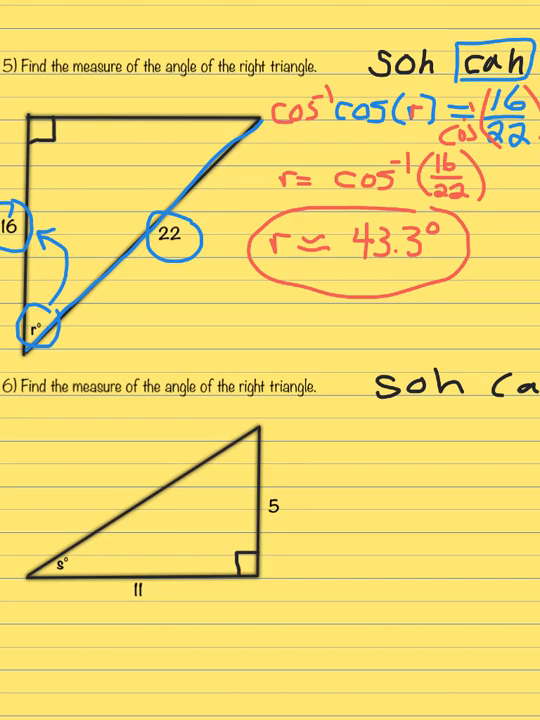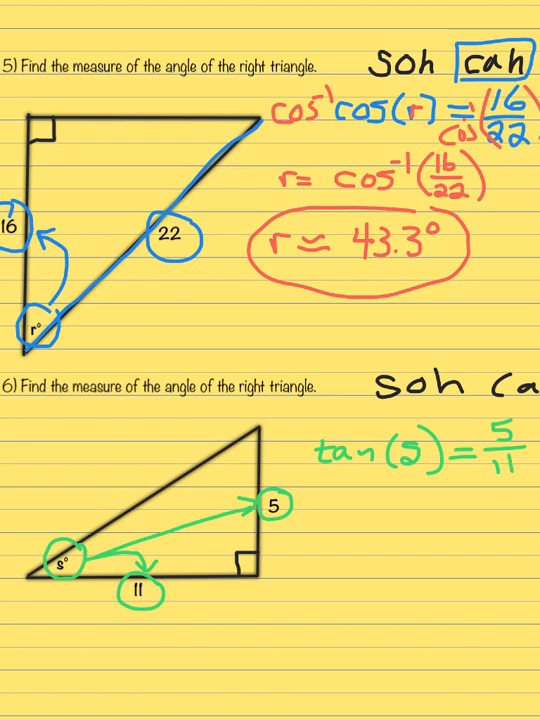Question number 6. Again, we're going to find the angle measure, S. So we need to decide sine, cosine, or tangent. With regards to the S, we know the opposite side is 5 and the adjacent side is 11. So opposite and adjacent would be the TOA. Tangent of my angle, S, is equal to opposite 5 over adjacent 11.